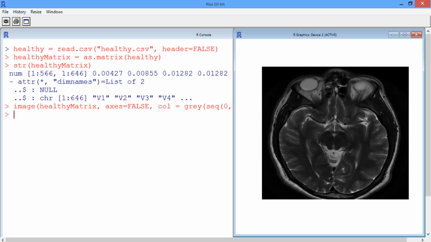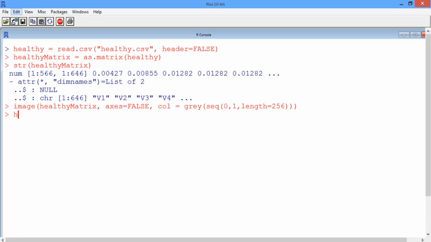Now let us see if we can isolate these substances via hierarchical clustering. We first need to convert the healthy matrix to a vector, and let's call it healthy vector, and that is equal to as.vector of the healthy matrix. And now the first step in performing hierarchical clustering is computing the distance matrix. So let's type distance equals dist of healthy vector, and let's specify the method to be Euclidean.